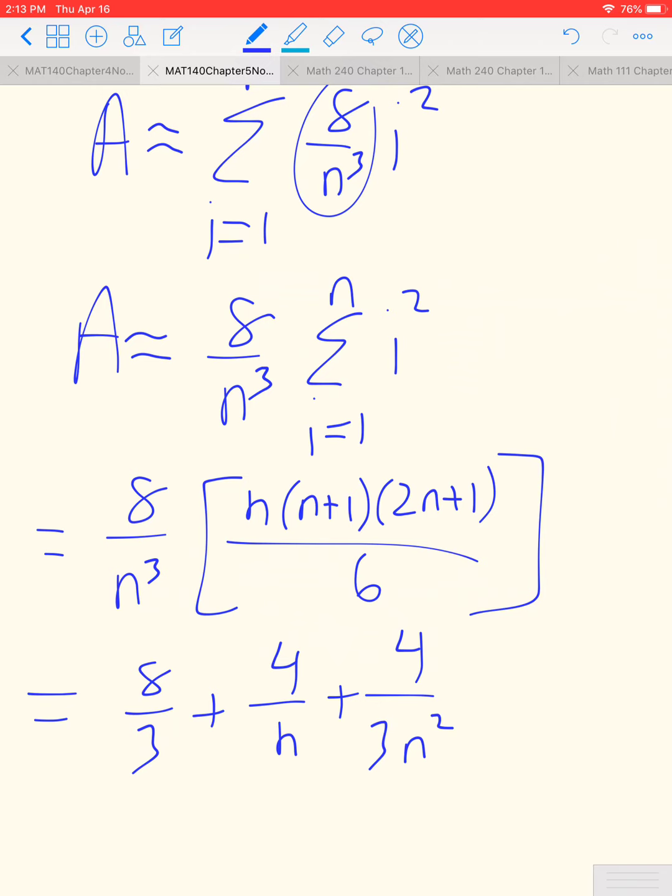What we are going to see is that as n increases, in other words, as we use more and more and more rectangles, these upper and lower sums are going to get closer and closer, and they're going to approach the limit, which will be the real area of the region.